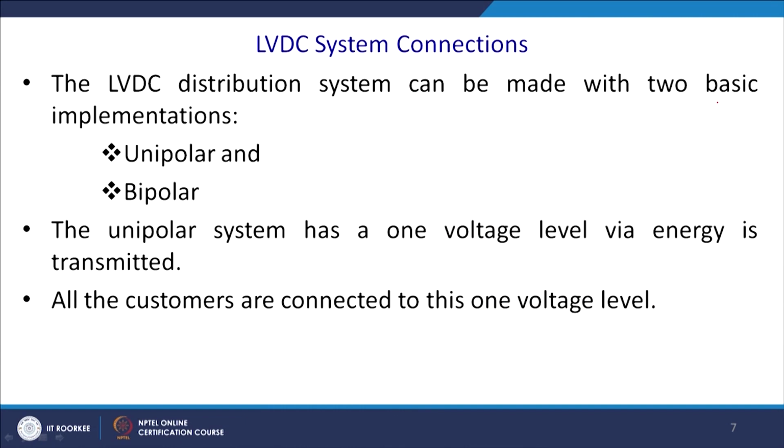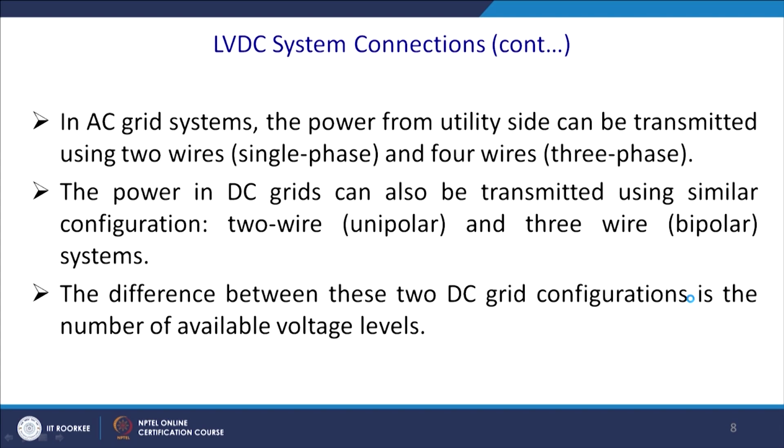The LVDC distribution system can be made with two basic implementations, that is unipolar, which is 0 to 200 volt or 0 to 48 volt, or bipolar, which is actually a 3-wire connection with positive, 0 and negative. The unipolar system has one voltage level by which energy is transmitted, and all the customers are connected to that one voltage level. In the case of bipolar, you can do a little bit of power balancing, and you can connect a consumer to the negative and positive loading, the negative and the positive voltage bias.